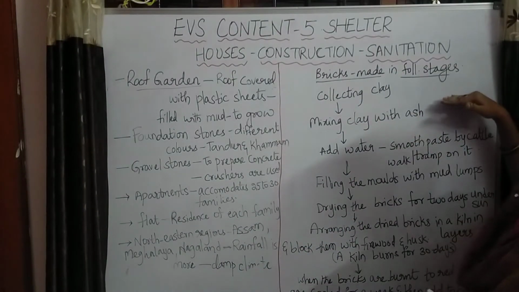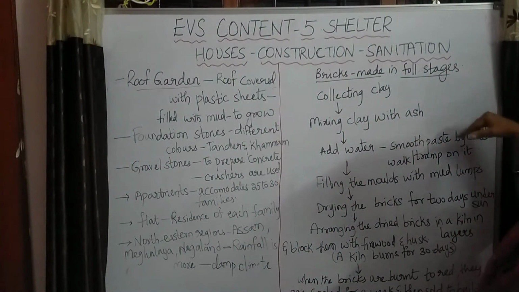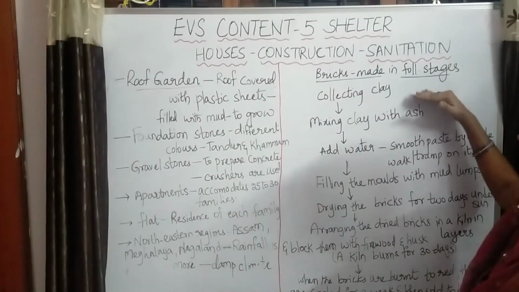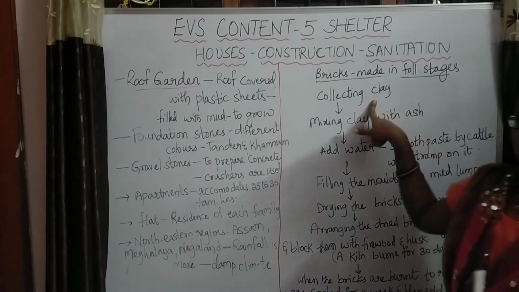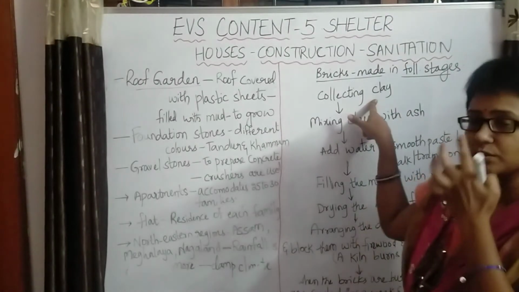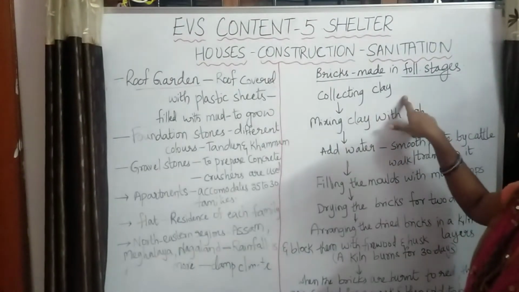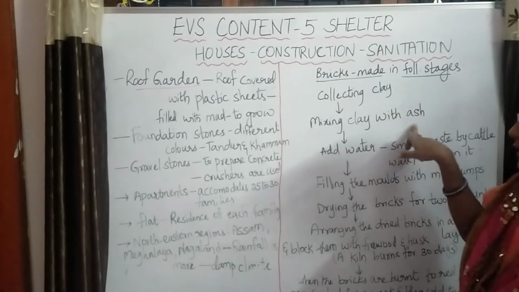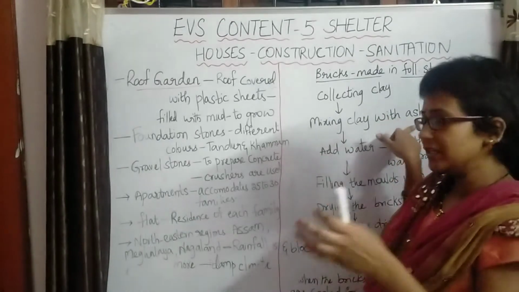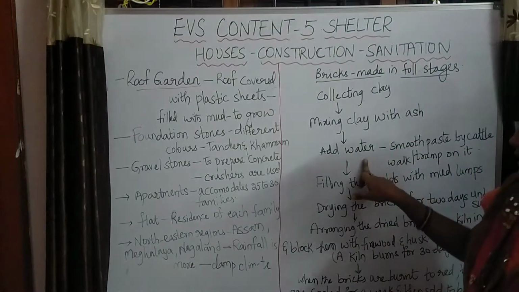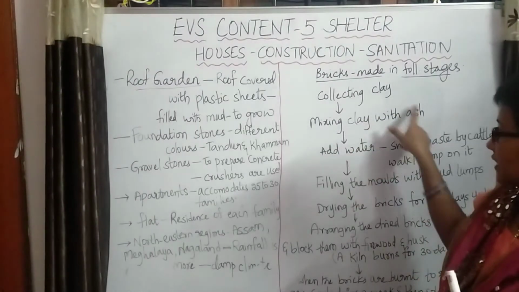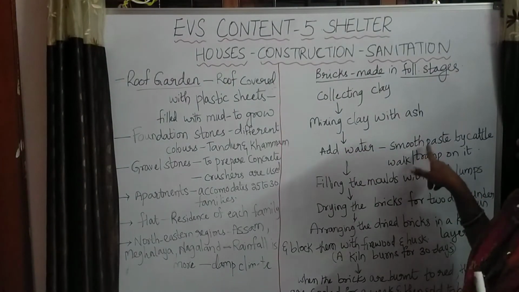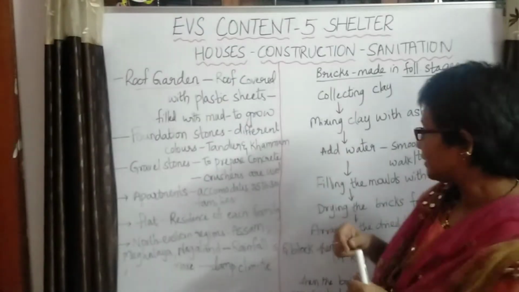Next, the stages of brick preparation, how bricks are made; the stages are given in the textbook. First, the clay is collected. Bricks are prepared using the clay. Next, this clay will be mixed with ash. Next, it is added with water, and a smooth paste is prepared by adding water to the clay and ash mixture.